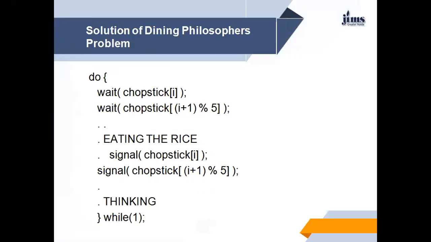Do: wait(chopstick[i]), wait(chopstick[(i+1) mod 5]). With mod 5, the next one is divided by 5, which gives the fifth one. Eating the rice, then signal(chopstick[i]), signal(chopstick[(i+1) mod 5]), then it is thinking. Either it is eating the rice or it is thinking. In this way, this is the solution of the dining philosophers problem.